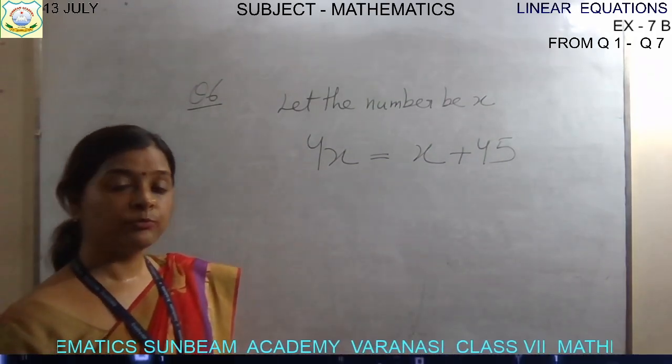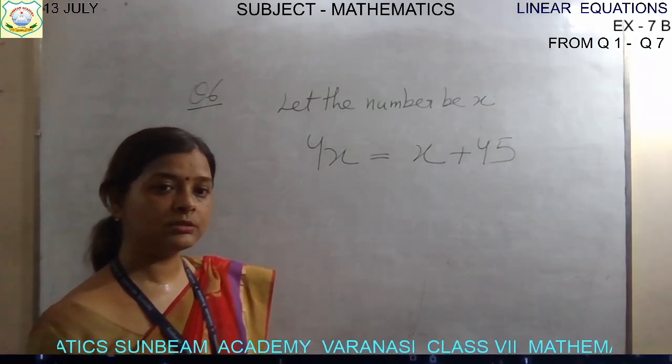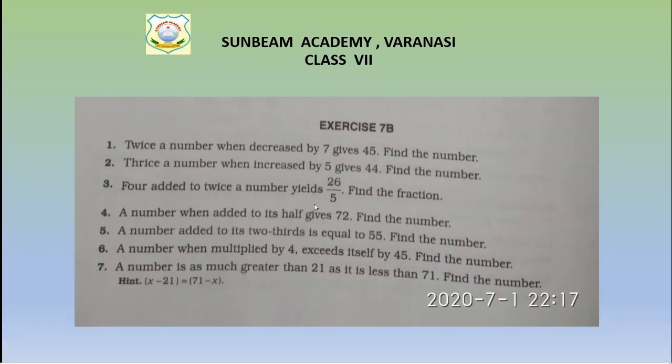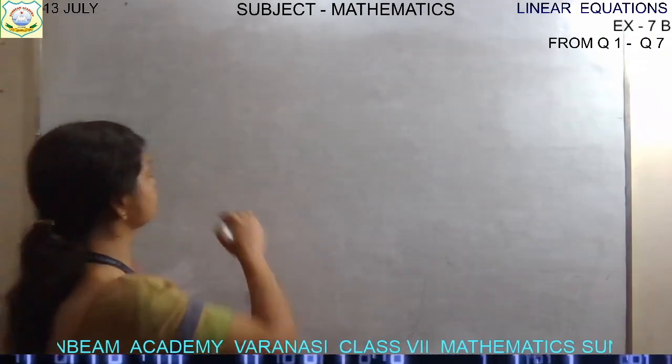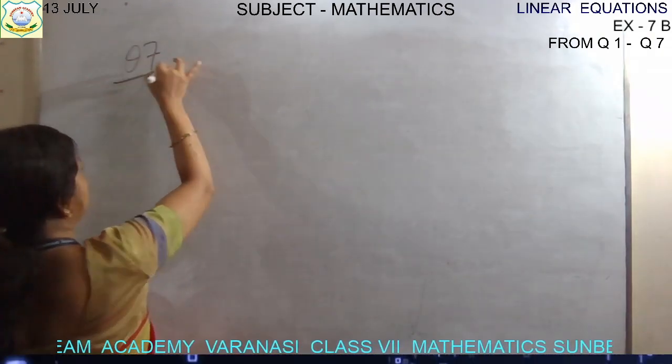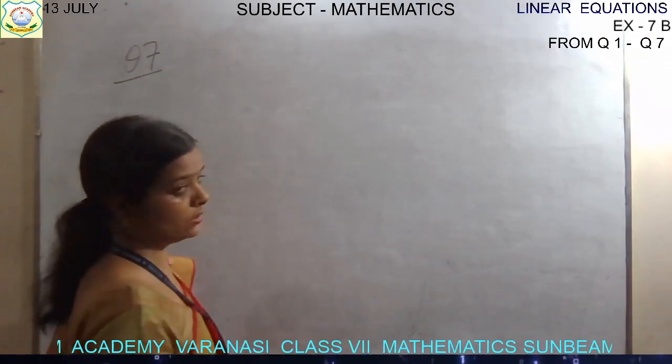Now, let's move ahead with the next question, question number 7. I am writing it on the board, children. You just write it down in your notebook. The question is, a number is as much greater than 21 as it is less than 71. Question number 7. A number, so we don't know that number.